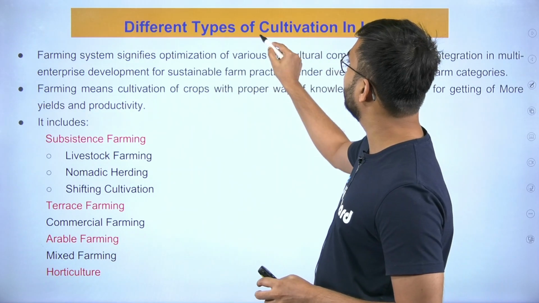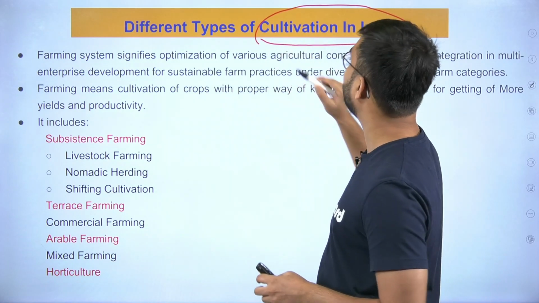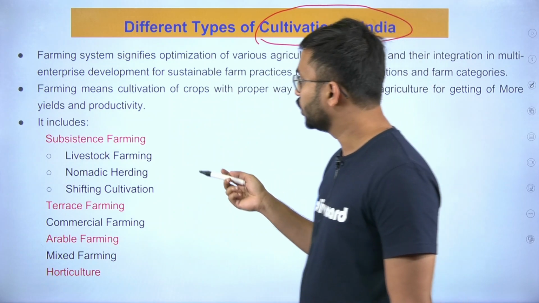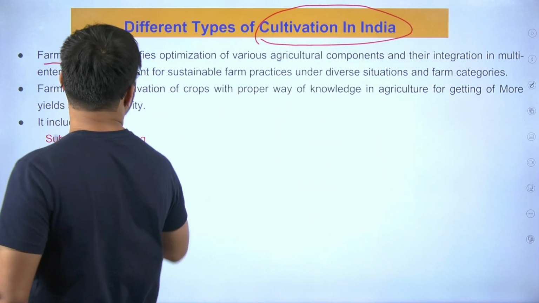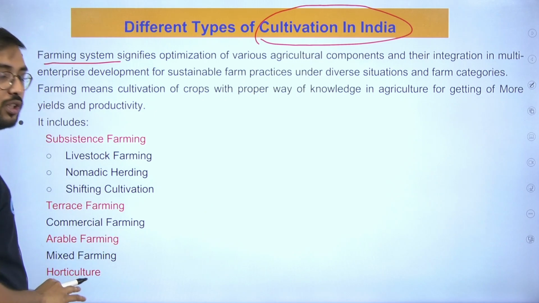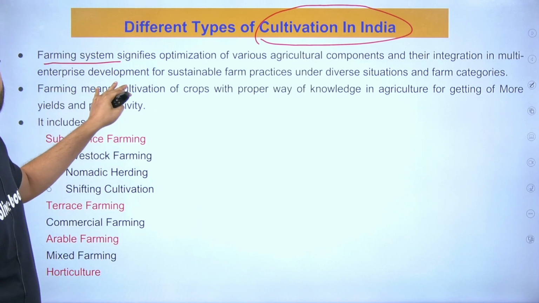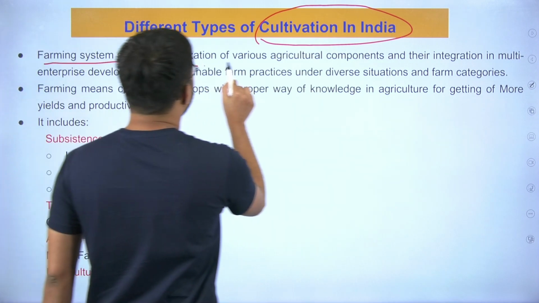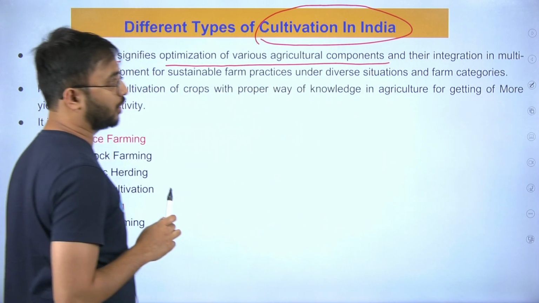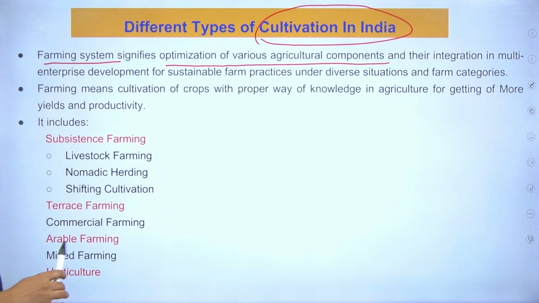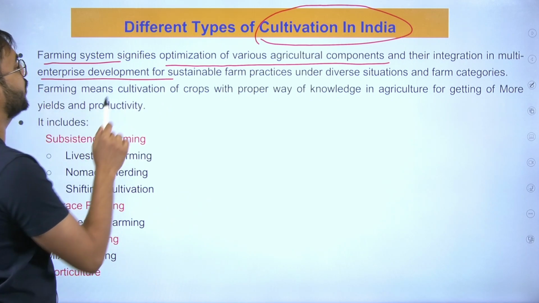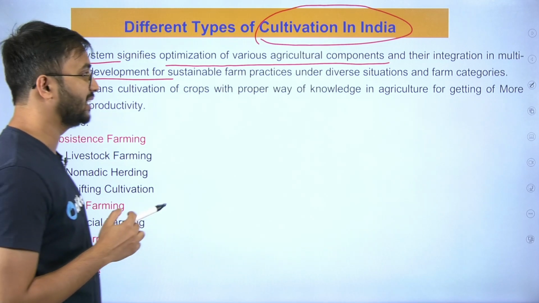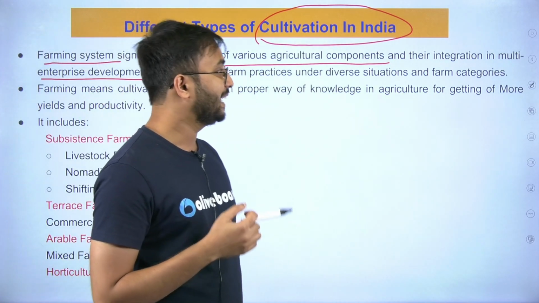These are nothing but different and basic types of cultivation in India. So in India, if you see farming systems, on which the cultivation is done, these farming systems signify optimization of various agricultural components and their integration in multi-enterprise development for sustainable farm practices under diverse situations and farm categories.